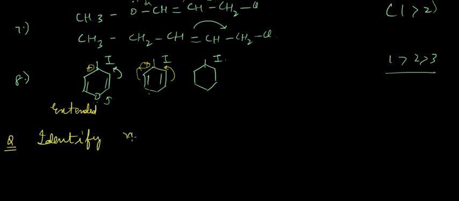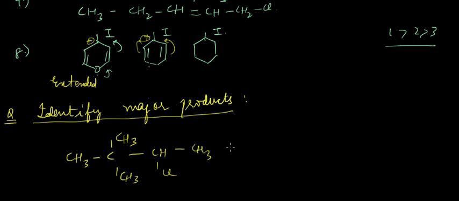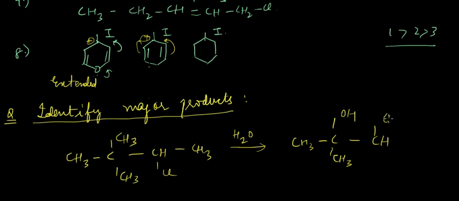Identify major products in the reaction. Okay, so in identification of the major products we have something like this. On reacting with H2O it will give something like this. Now how is this possible?